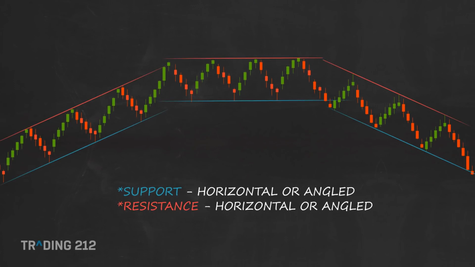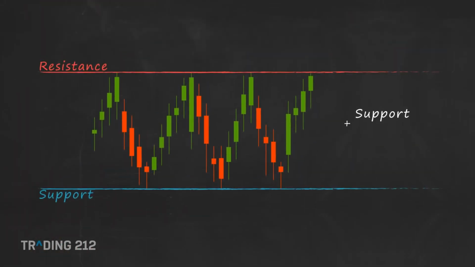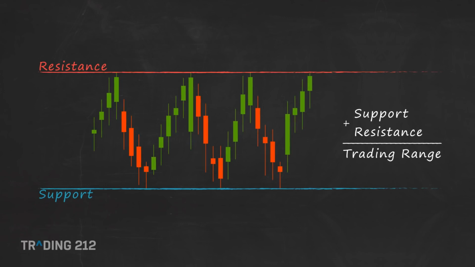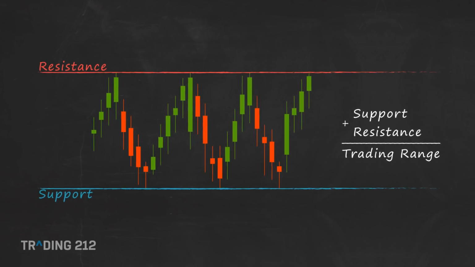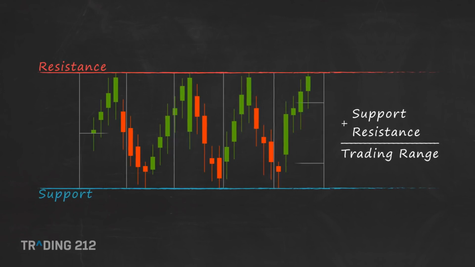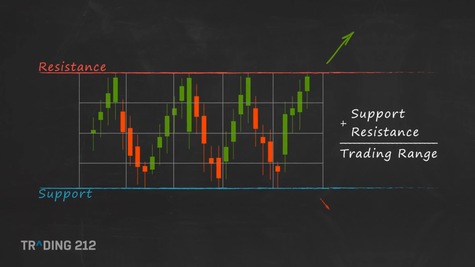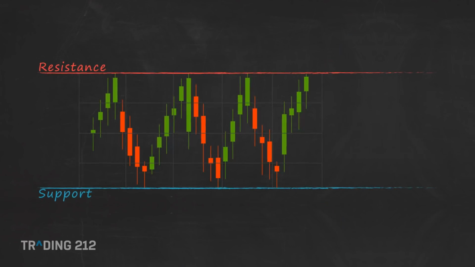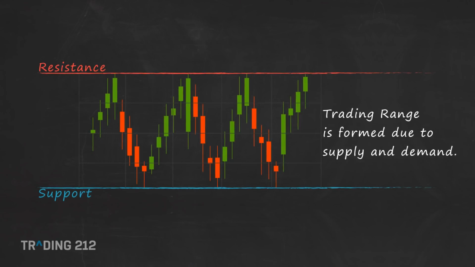When we have a support and resistance line together, they create a trading range, so both lines keep the movement of the price within a certain range until the price makes a break, either above or below. Trading ranges are formed due to supply and demand and market psychology.